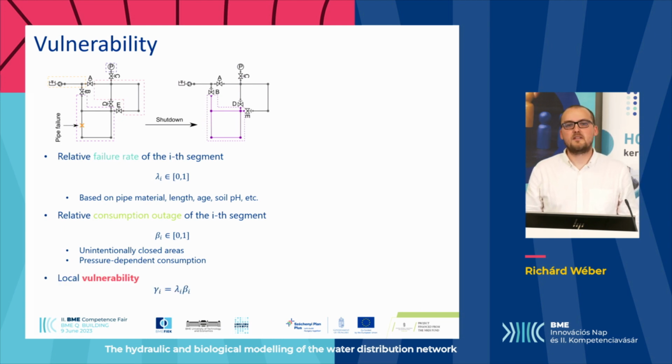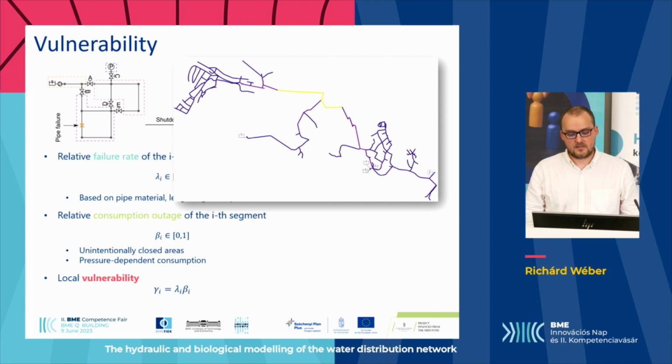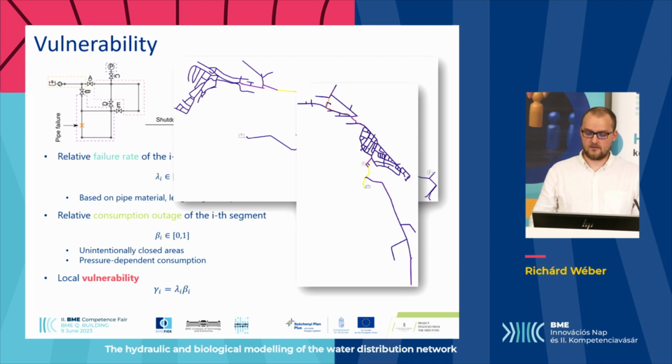And we have two metrics. The local vulnerability is, by definition, the product of the two. So this means that the segment is vulnerable if there are a lot of pipelines and, in case of an isolation, there is a large outage. And this way we can, for example, plot or colorize the network by this metric, and we can identify the segments, the areas which are more important and where the corresponding utility company must be aware of any pipe burst. This is another example.